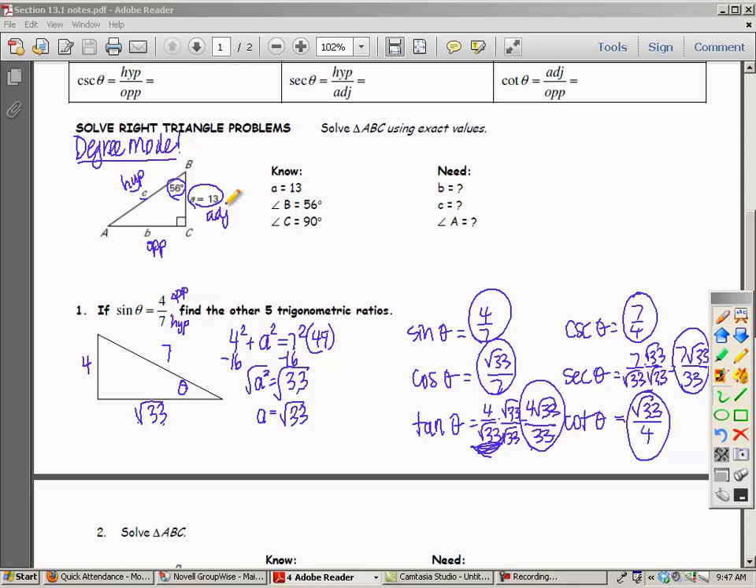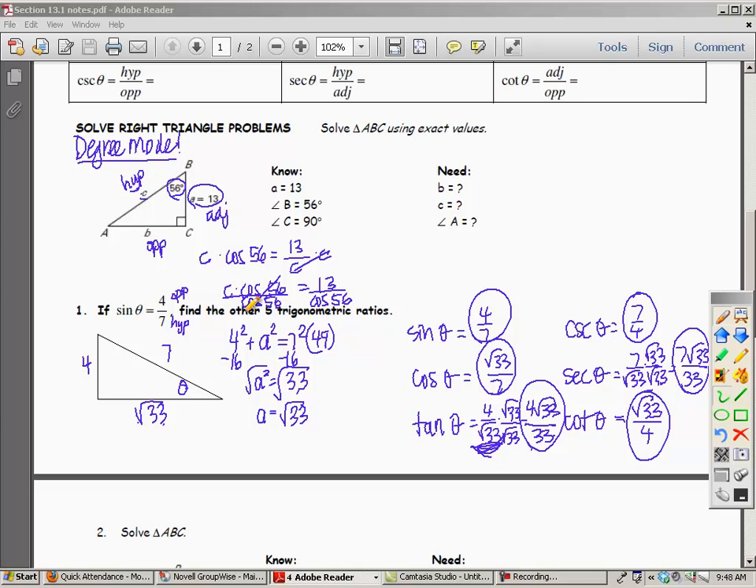Okay, so if I am trying to find C, I have the adjacent and the opposite side that I'm going to use, which means I'm going to go to cosine, because cosine uses adjacent and hypotenuse. So I'm going to say the cosine of my angle is 13 over my hypotenuse, which is C. Okay, now I'm going to get C out of my denominator, so I have C times the cosine of 56 equals 13 now, because these cancel out. And if I divide by the cosine of 56, then I'm going to get C by itself.